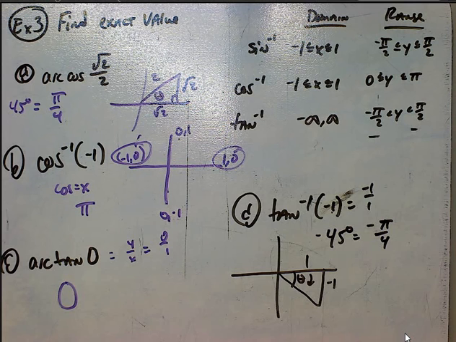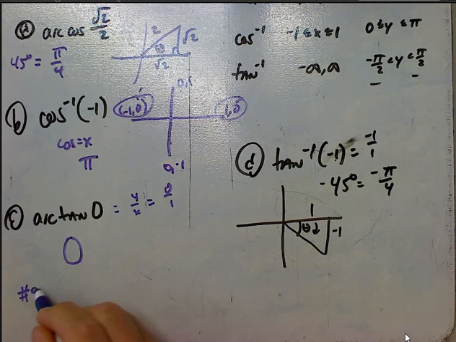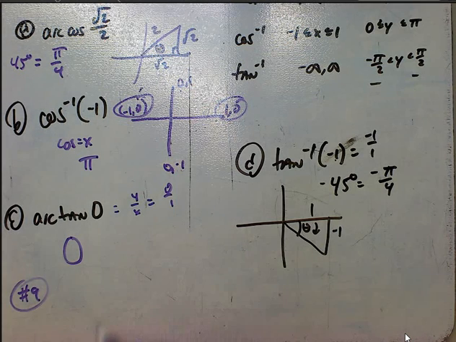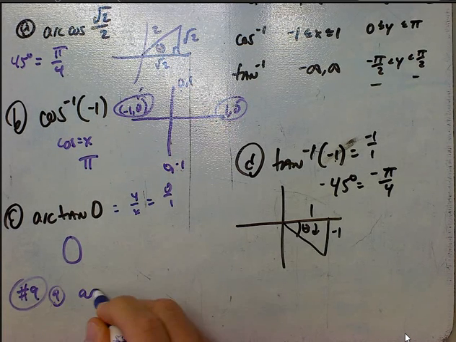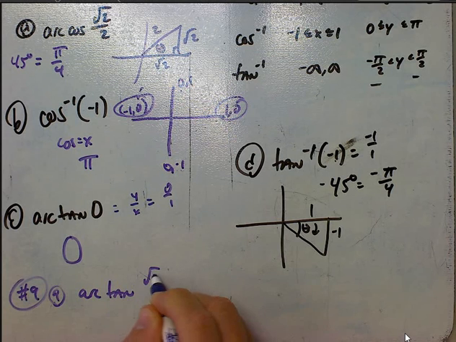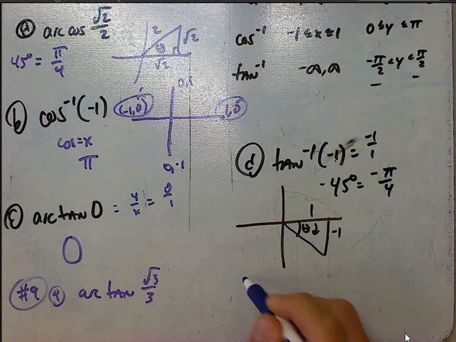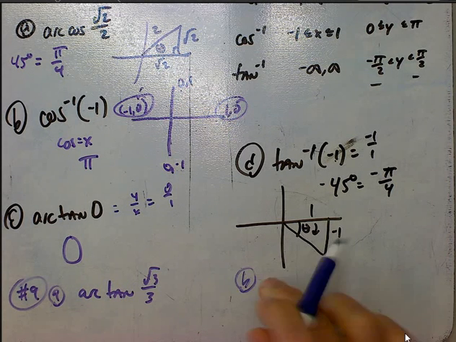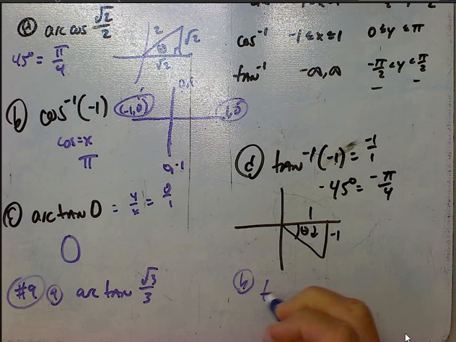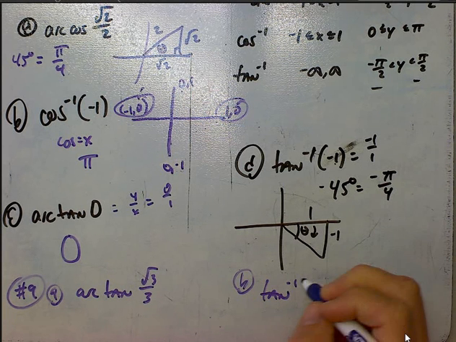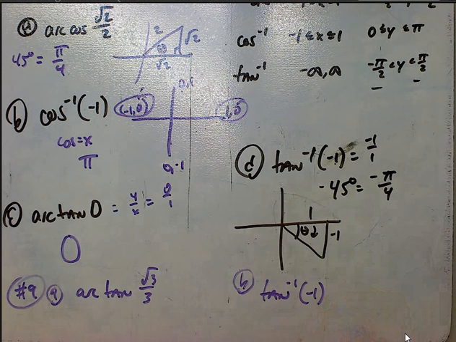Alright, once you guys try number 9 out of the book, A says the arc tangent of square root 3 over 3. Part B wants you to find the arc tangent of negative 1. Well, you should have pressed pause for the answers.